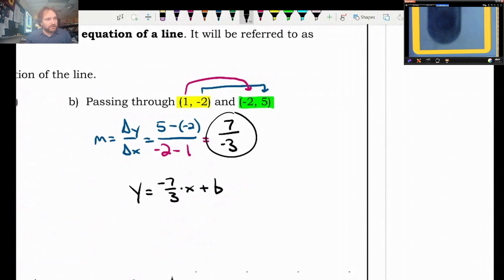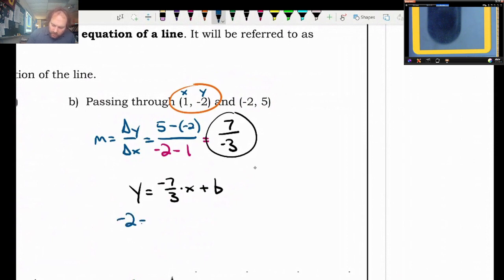We don't know what b is, but we actually have two different choices for x and y, and the cool thing is it does not matter which one you want to use. So let's go ahead and use the one with smaller numbers. Let's use 1 and negative 2. We'll make x equal to 1 and y equal to negative 2. That'll make our problem a little easier to solve. It'll be negative 2 equals negative 7/3 times 1 plus b.